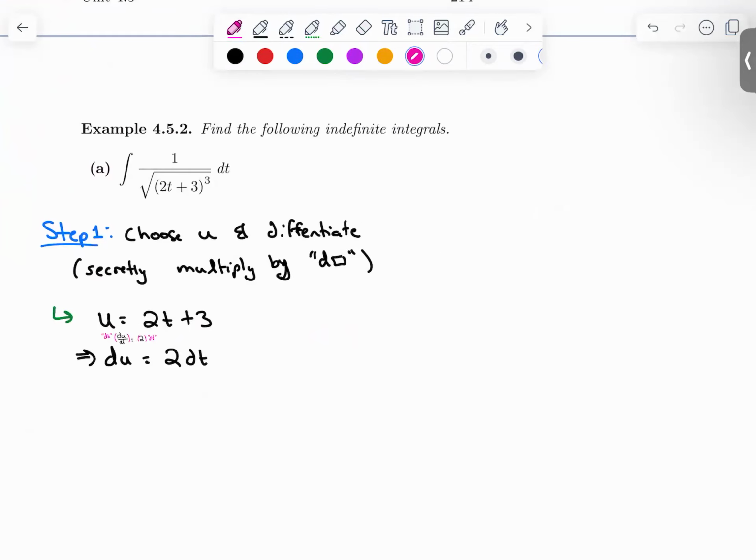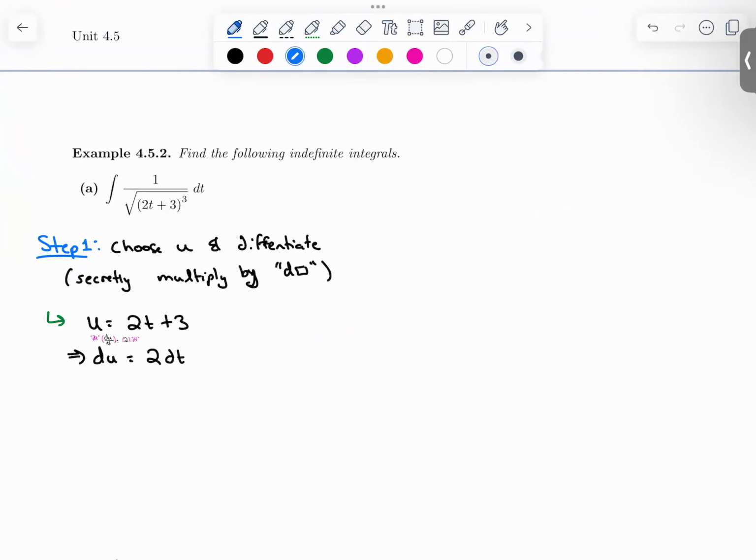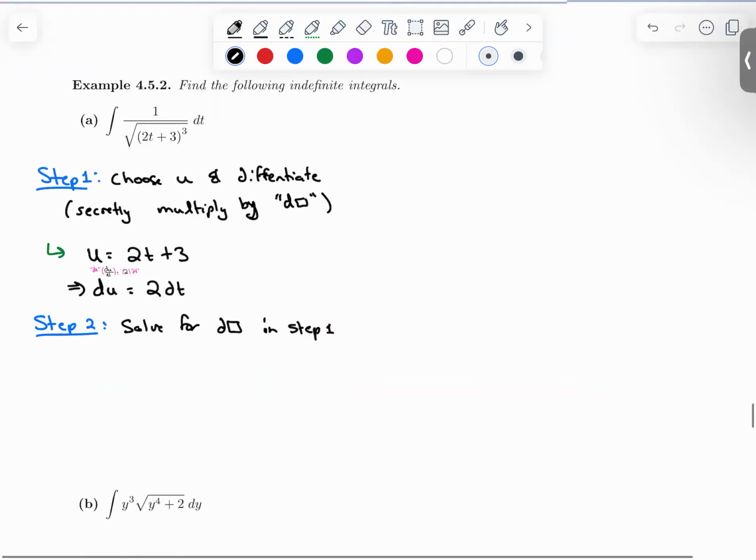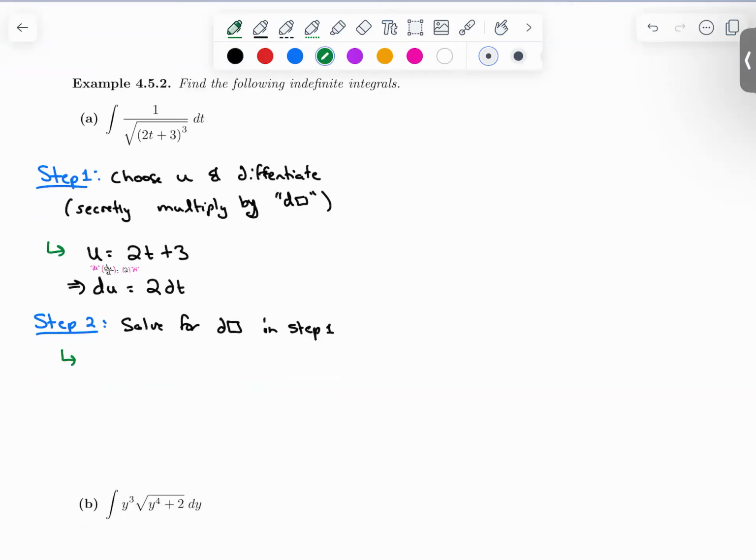Now, with that out of the way, step 2 is to solve for d blank in step 1. So in our example, we've got du equals 2 dt. You're going to divide both sides by 2 to get dt is equal to 1/2 du.